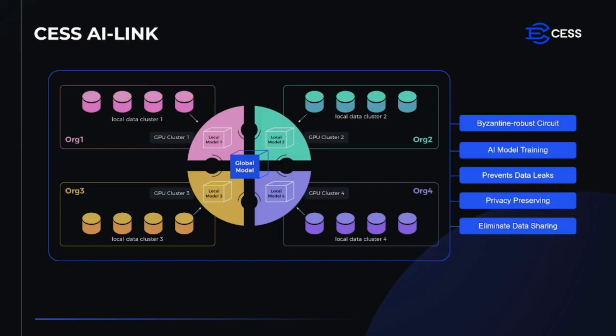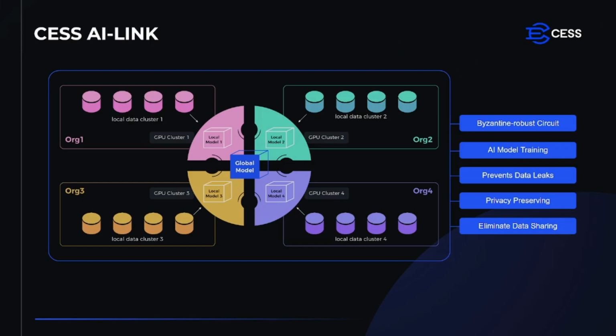Now let's overview the CESS AI link. CESS AI link is a pivotal component of the CESS AI protocol suite. This advanced technology is designed to revolutionize secure and efficient machine learning in decentralized environments by enabling collaborative AI training without compromising data integrity. At the heart of the CESS AI link is its focus on privacy and data sovereignty.